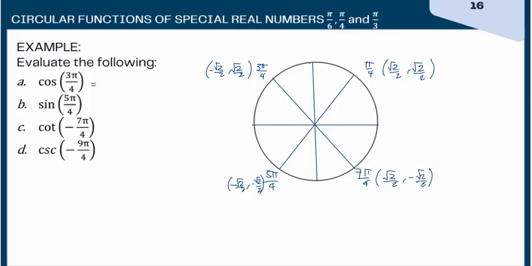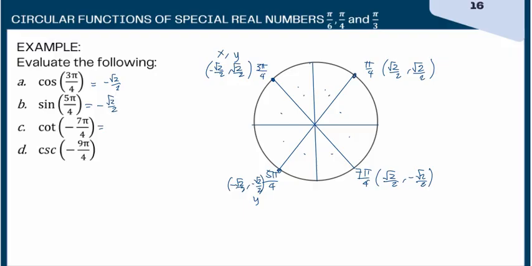So if we are going to find cosine 3 pi over 4, that is here, right? Because 1, 2, 3, it is 3 pi over 4. And if you want to get a cosine, that is just your x value. So therefore, it is negative square root of 2 over 2. And then sine 5 pi over 4 is here. So we are talking about the y value. So that is negative square root of 2 over 2 still. And then if we talk about negative 7 pi over 4, we start counting clockwise. So that is 1, 2, 3, 4, 5, 6, 7.